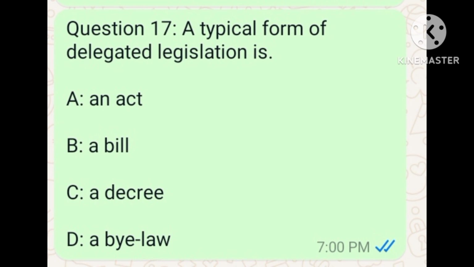A bill is a proposed law waiting for the consideration of the House in order to become a law. Decrees are laws made by the military. Bylaws are laws made by the local government. So a good example of it is bylaw. Option D is the answer, a bylaw.